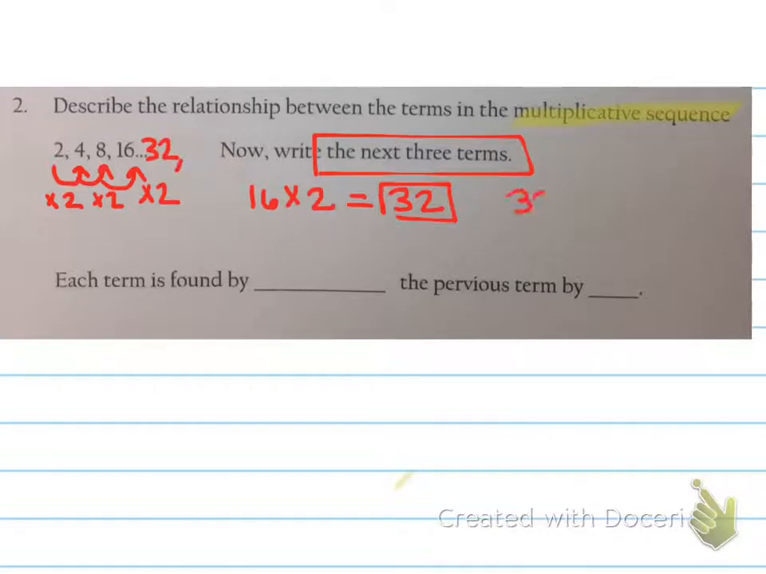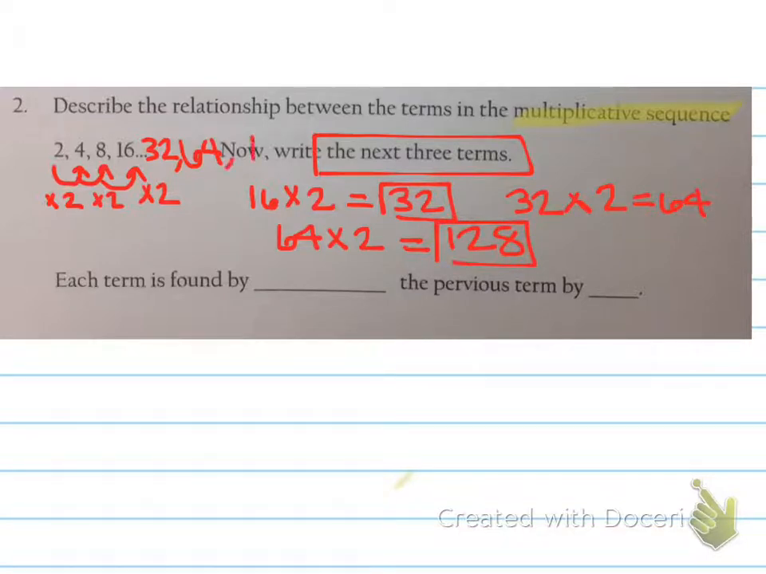We're going to take 32, and we're going to multiply it by that same number 2, which gives us 64. That's our next term. We're going to take our last term of 64 and multiply it by the same number, 64 times 2, 128. So our last term we had to find was 128. So each term is found by multiplying the previous term by 2.